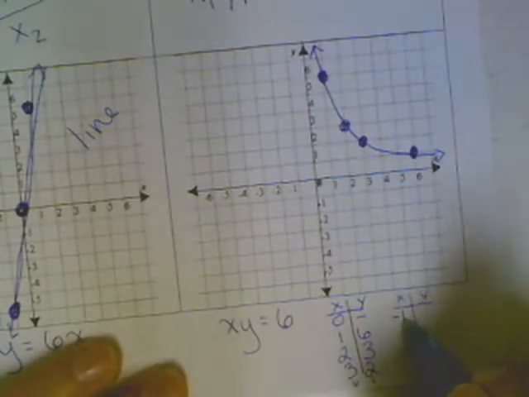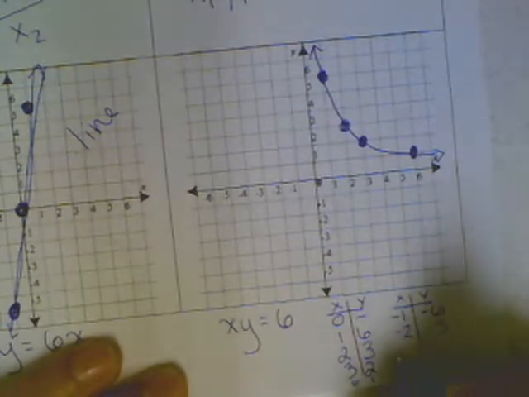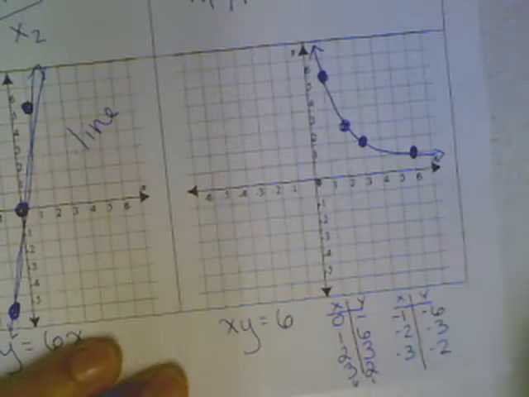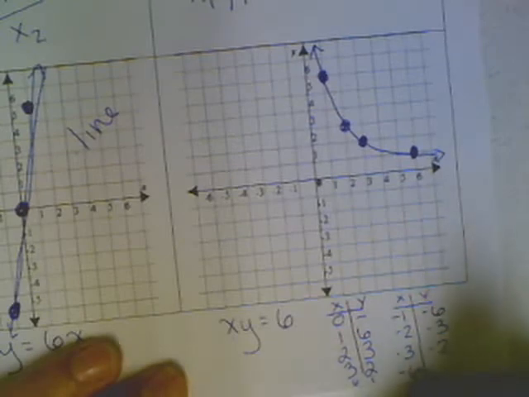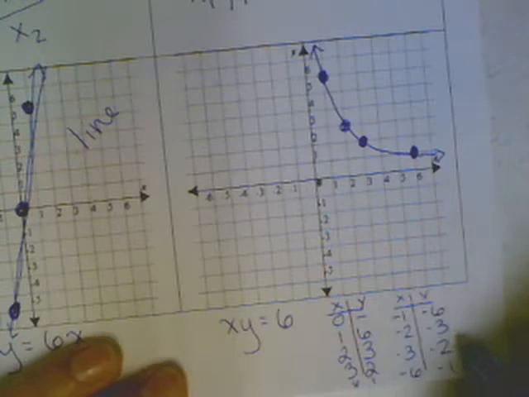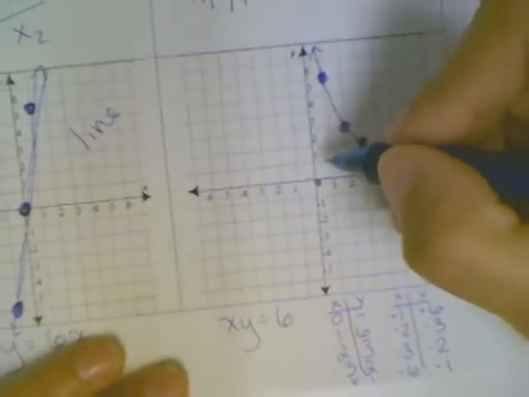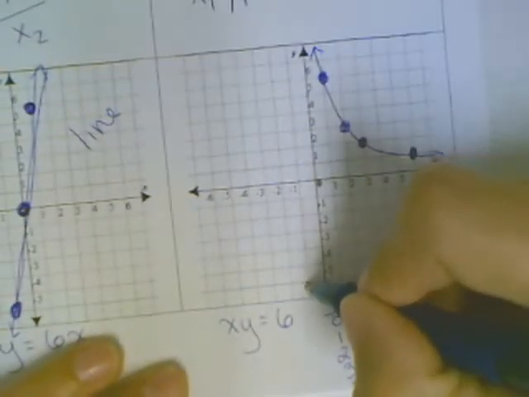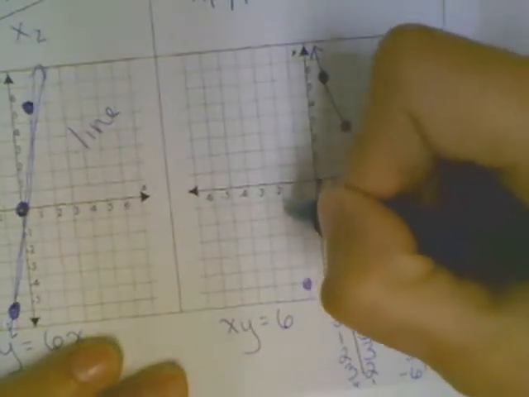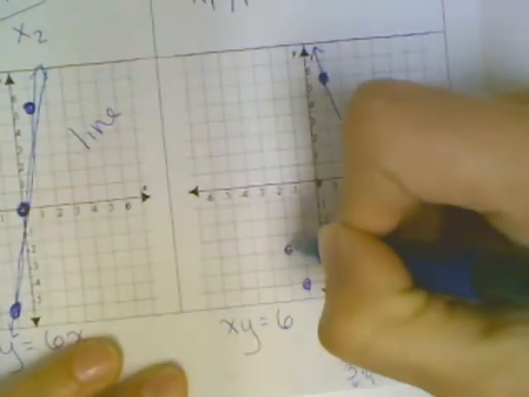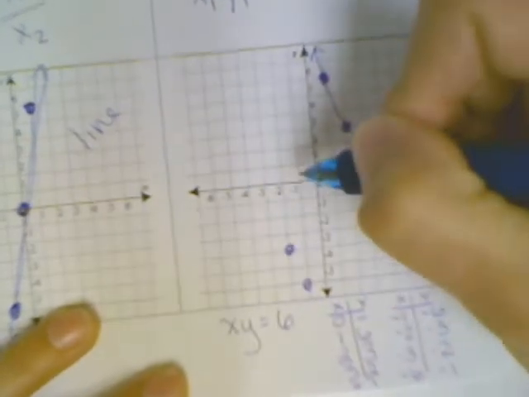So if x is negative 1, y could be negative 6. And if x is negative 2, y could be negative 3. And if x is negative 3, y could be negative 2. I'm just finding 2 pairs of numbers that multiply to be 6. This equation is pretty easy to find a bunch of ordered pairs for. So I pretty much have the same set as I do over here, just with negative numbers. So, negative 1, negative 6. Negative 2, negative 3. Negative 3, negative 2.